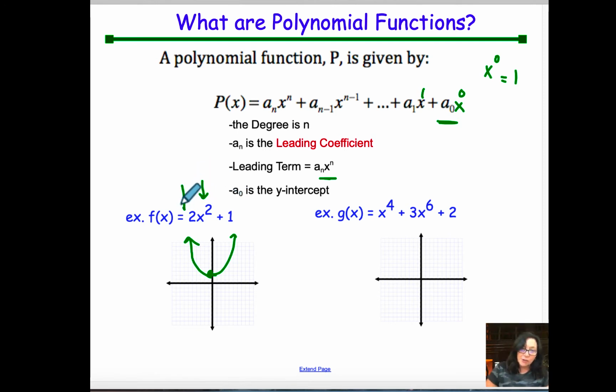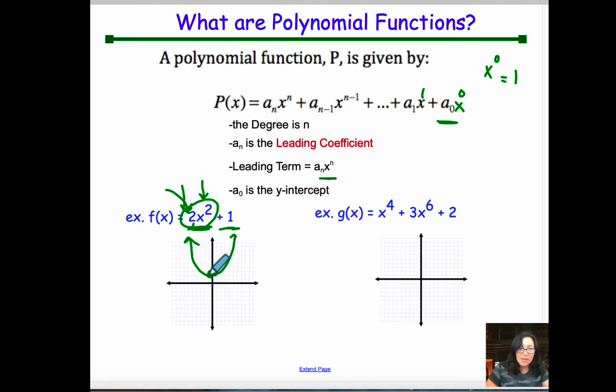I have a leading coefficient of 2, and this whole term right here is my leading term. My leading coefficient, which is my LC, that's the value in front, okay? So that would be 2. The second value here, that's the constant.